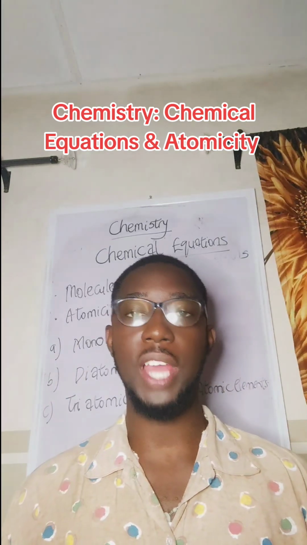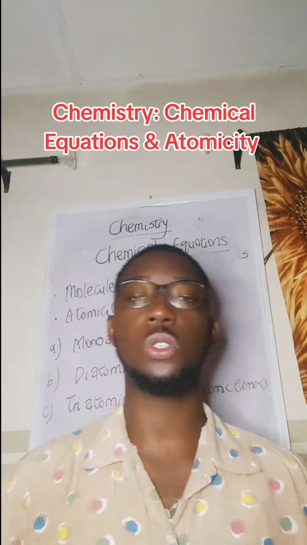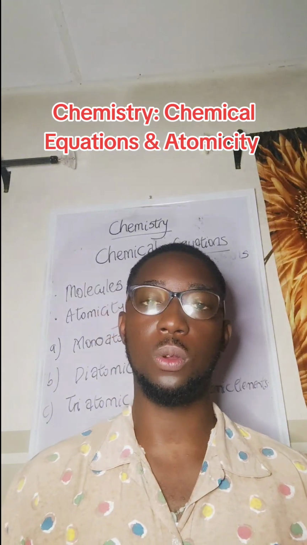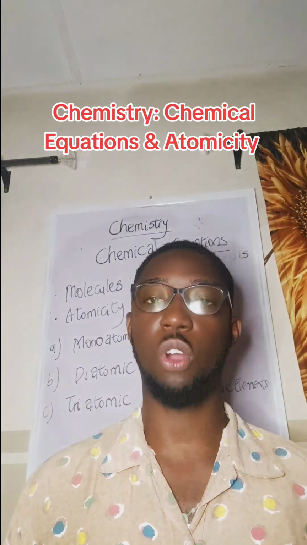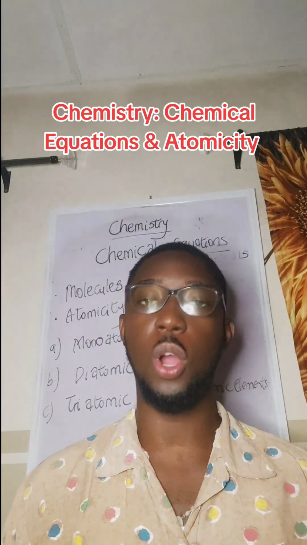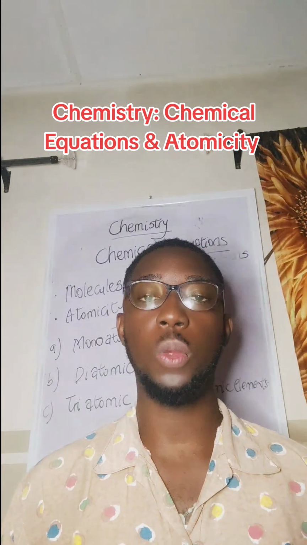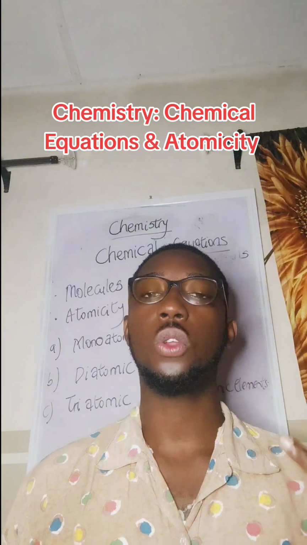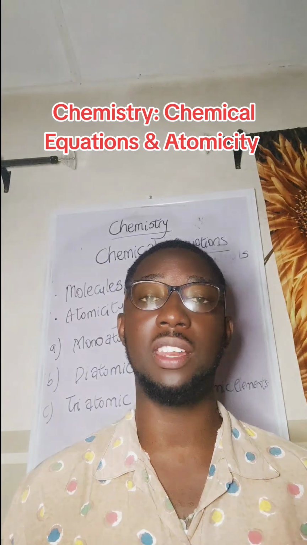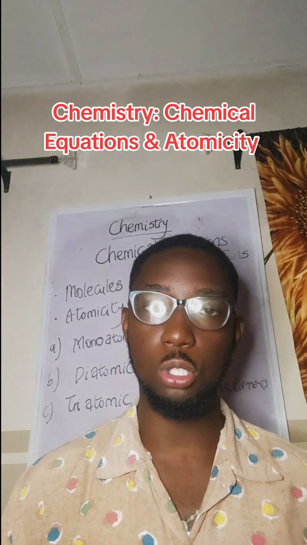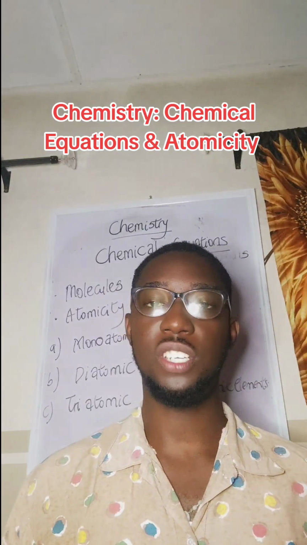Examples of molecules are hydrogen molecule, sodium molecule, chlorine molecule. In a sodium molecule, which is Na, we have one atom of sodium. In a chlorine molecule, we have two atoms of chlorine, because chlorine molecule is usually written as Cl2, while sodium is written as Na.